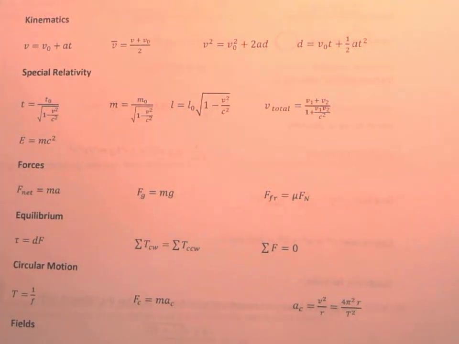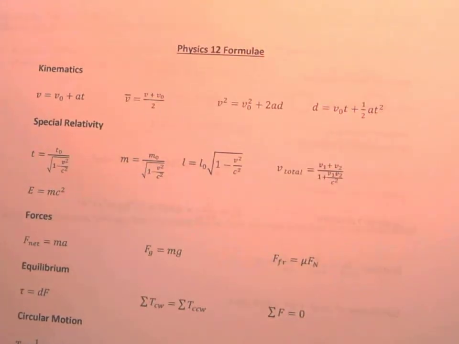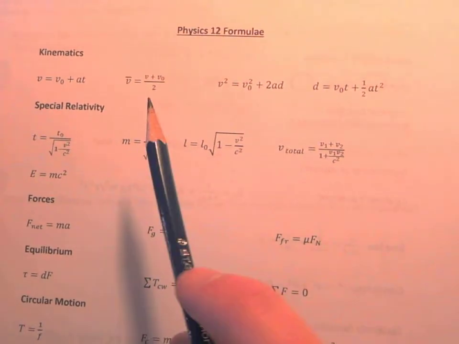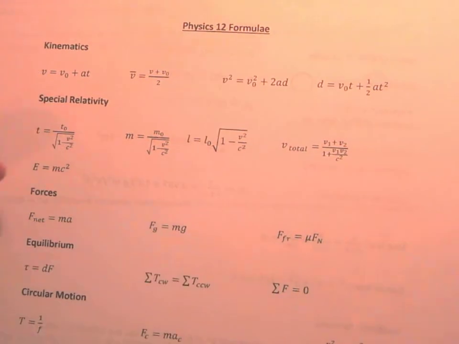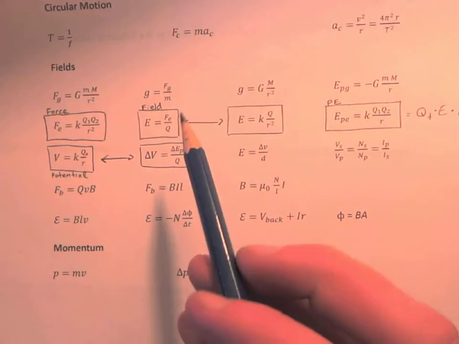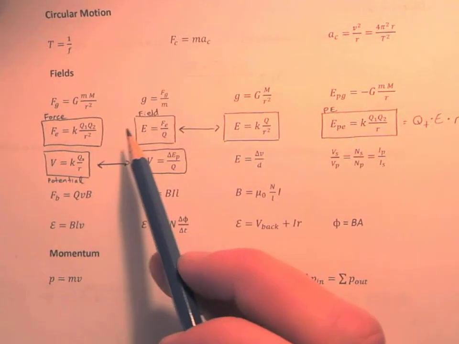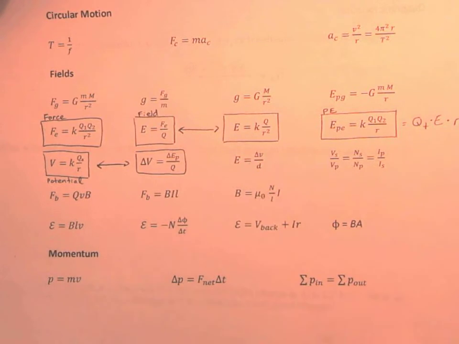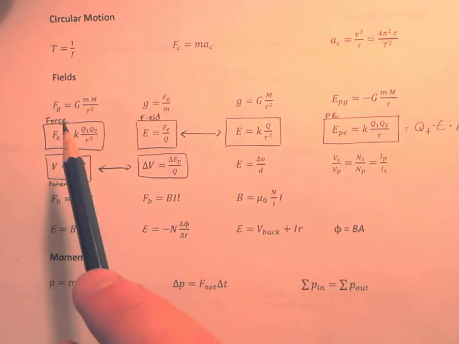Right, good morning. Right now I'm going to be going over the electricity, or electrostatics, practice test. I'm first going to be showing you the physics formula sheet and how I laid it out. If we go down to fields, the squared boxes are the electricity unit. There's also this one here, which you can use as well, but I think these are the main ones.